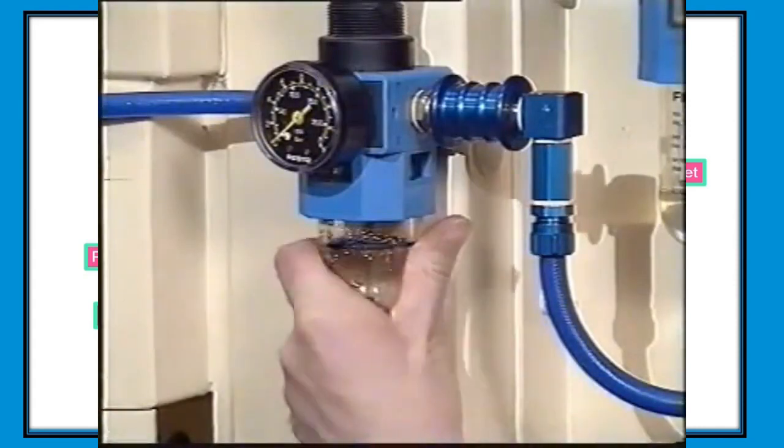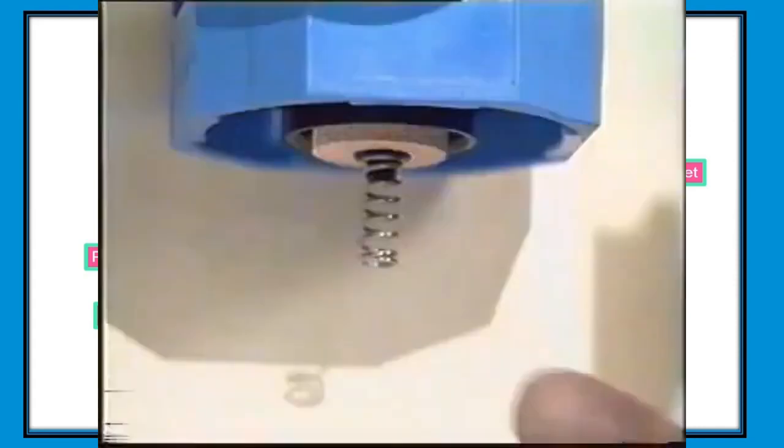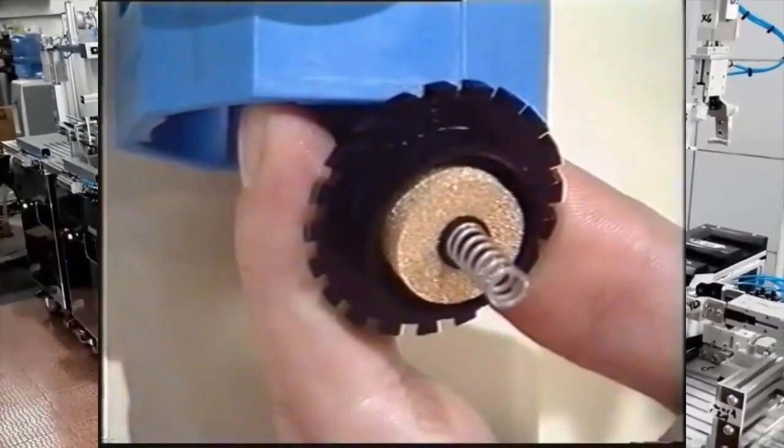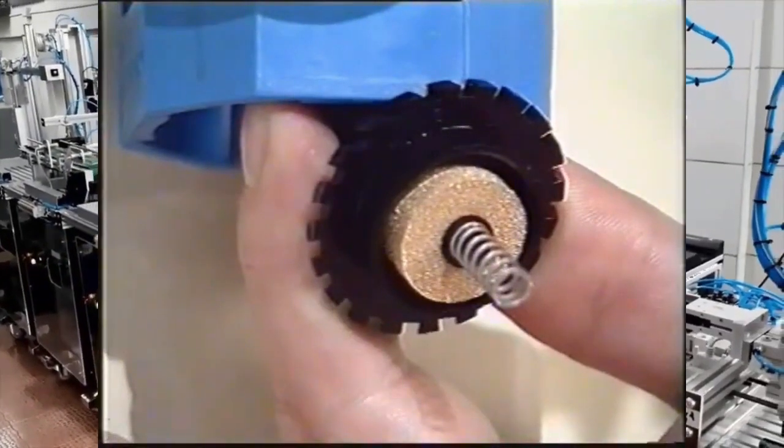Water drain knob, usually auto drain. If not, you need to drain it regularly. Lubricator. The purpose of the lubricator is to lubricate the line, O-ring, seal, and other components.